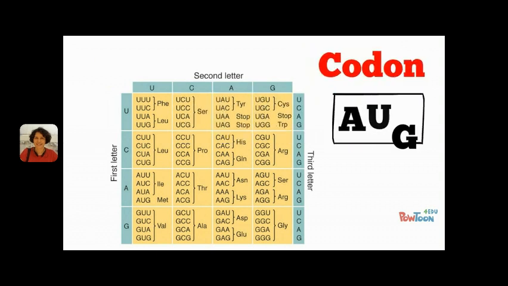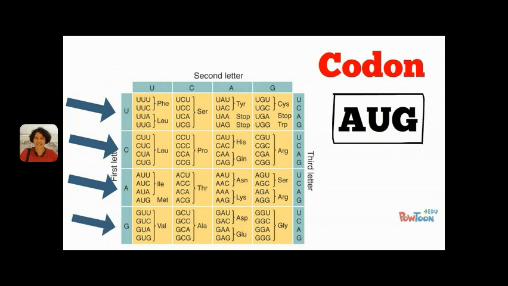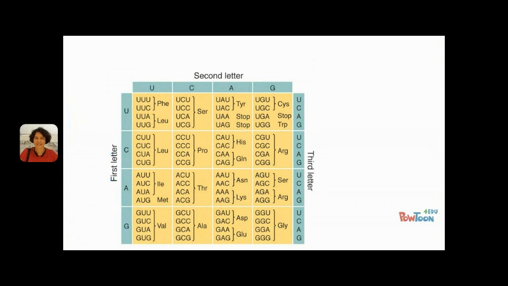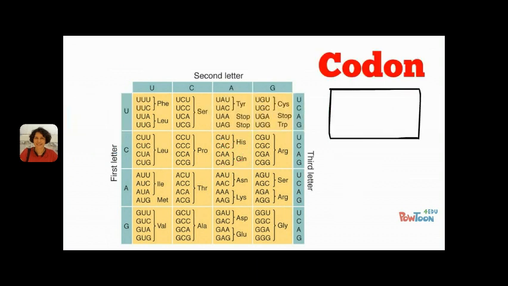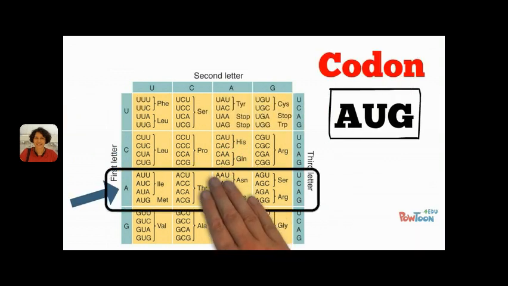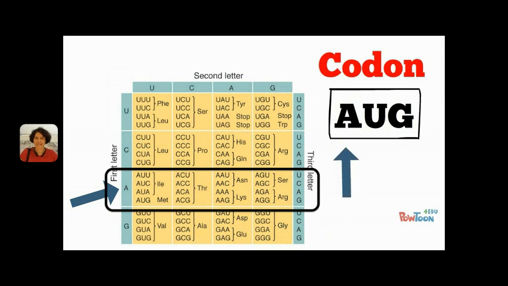Let's say you have the codon AUG. Remember, we go to the left column for the first letter. The left column has the letters U, C, A, and G. Notice that all the codons next to the letter U start with U. All the codons next to the letter C start with C. Are you beginning to see a pattern here? So we need the third group of codons, those all starting with the A nucleotide.